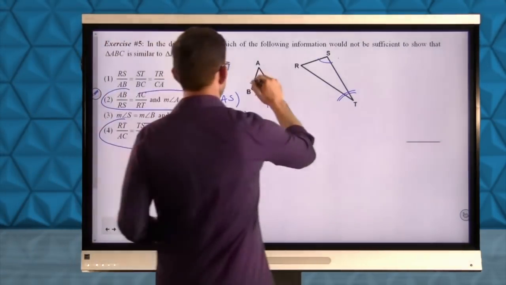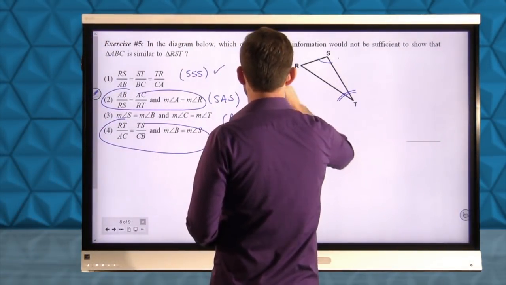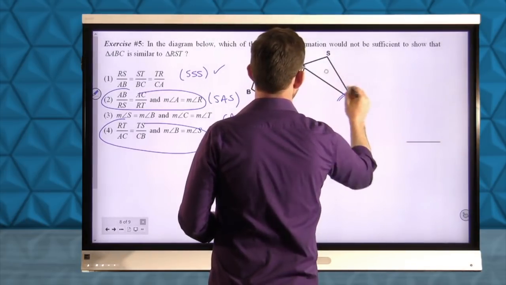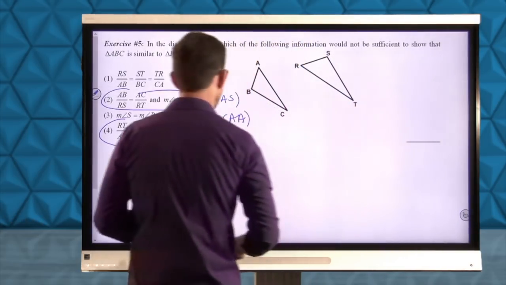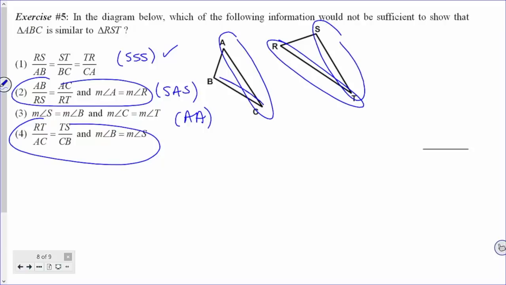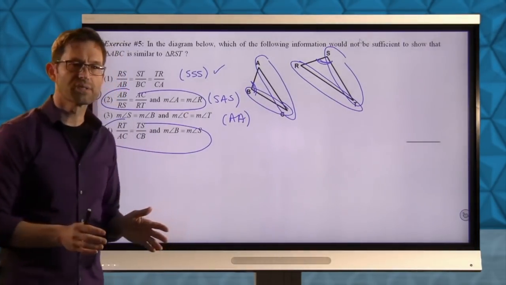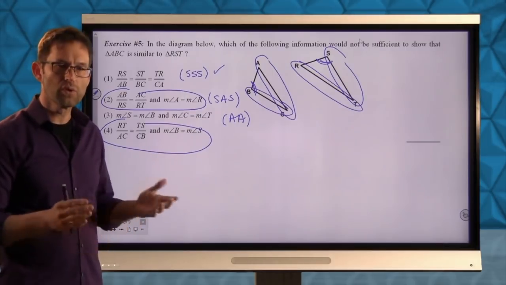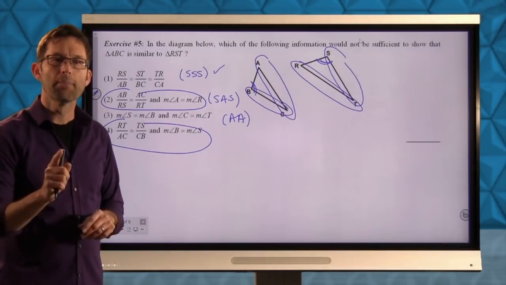Let's take a look at that one in some detail. Anyway, so let's take a look. Here I'm going to say RT divided by AC, that's good, is equal to TS divided by CB, no problem there, and the measure of angle B is equal to the measure of angle S. All right, that sure looks a lot like choice 2. It sure looks like side-angle-side, but it's not.